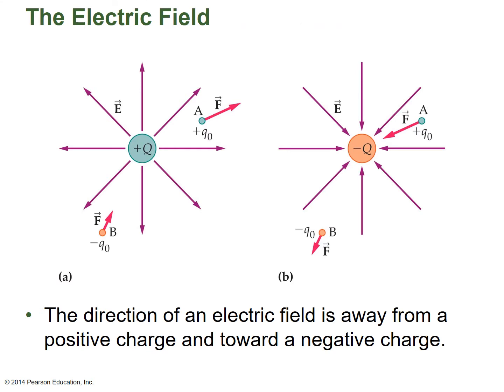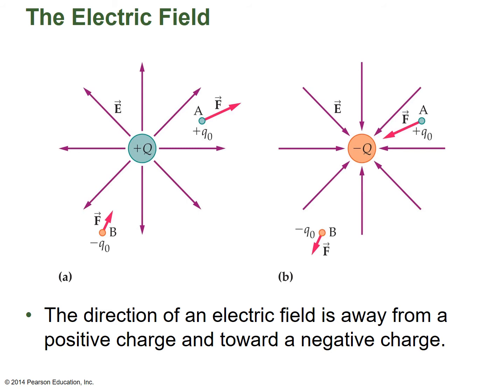Again, if you have a positive charge Q, as you see, electric field lines are originating from the charge. If you place a positive test charge plus q naught, where q naught is much smaller than big Q, at point A, there is an electric force radially outward from this charge. So the electric force at point A will be q naught times E.